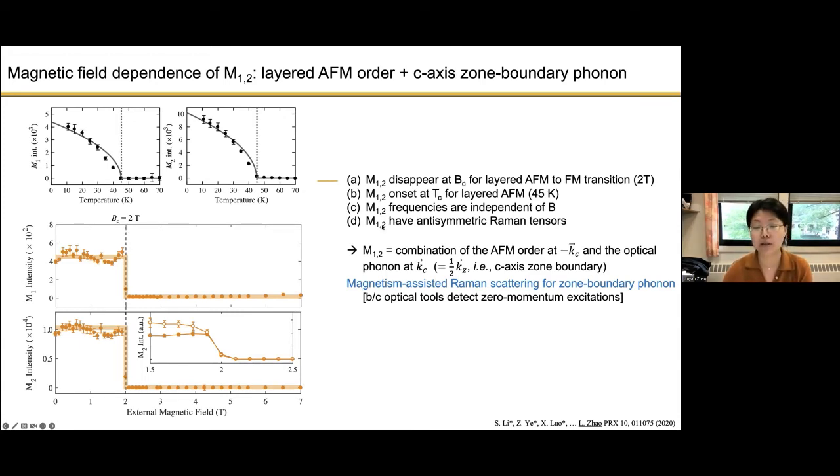Further, we consider their frequencies are independent of B field, and they have an anti-symmetric Raman tensor form. So our interpretation here is similar to Rolando's. That is, M1 and 2 are the magnetism-assisted Raman scattering for the zone boundary phonon. And this zone boundary phonon has exactly the same momentum as the layered anti-ferromagnetism. So when the system flips into the ferromagnetic state, we do not have this momentum to assist us to fold the zone boundary phonon to the center anymore. That's why it disappeared.